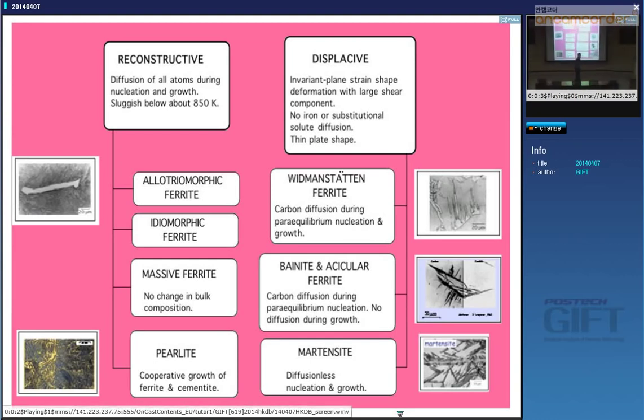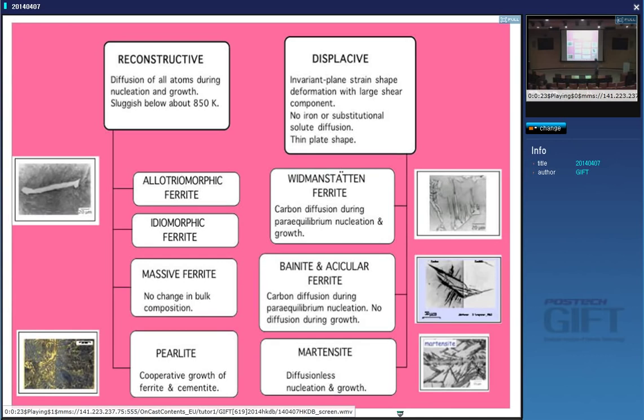Okay, maybe we can make a start since almost everybody is here. We've now covered almost everything on this chart except for pearlite. Today's lecture will finish off on all the transformations and then move on to applications again.